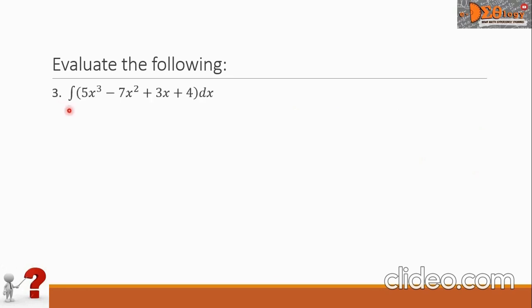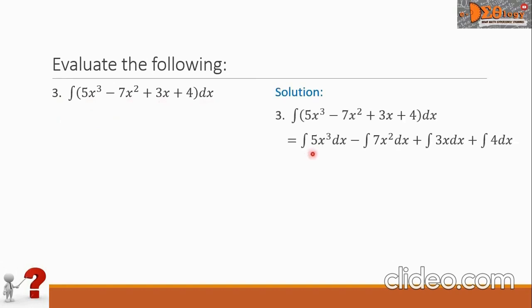Example 3. The integral of the polynomial 5x cubed minus 7x squared plus 3x plus 4 dx. From here, we're going to take the integral of each of the terms of the polynomial. So we have the integral of 5x cubed dx minus the integral of 7x squared dx plus the integral of 3x dx plus the integral of 4 dx.